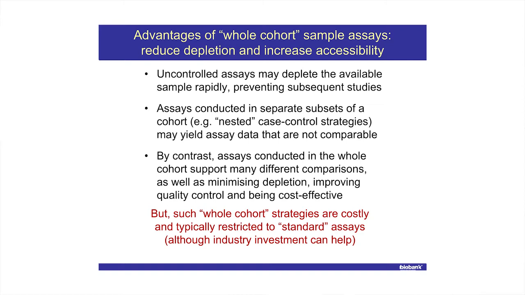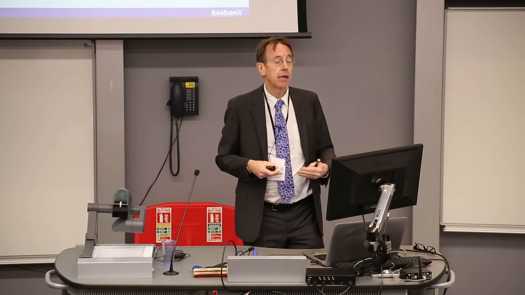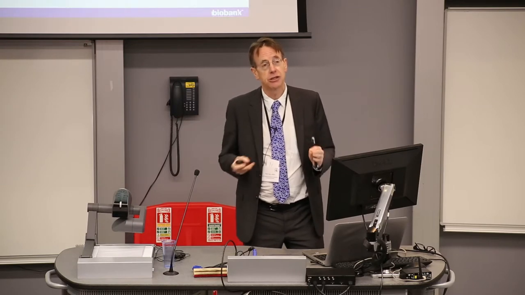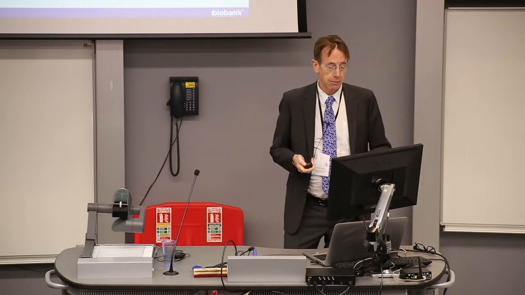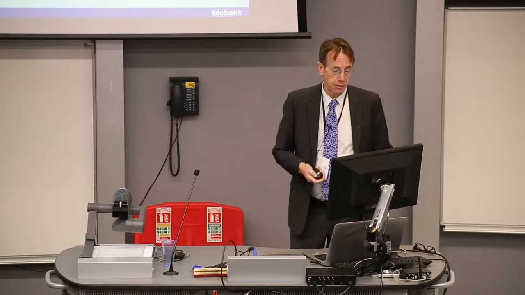And in fact, you can do the assays in a random sequence across the whole cohort to ensure that there are no systematic biases in the assay. But of course, to measure anything on 500,000 people, however inexpensive that is, will be a large sum of money. So the question is, can one make the case for investing that funding? And I think the biggest case for it is that if you make the resource available to many researchers, then a lot of research will come out of it. And so actually the cost per piece of research will be relatively low.